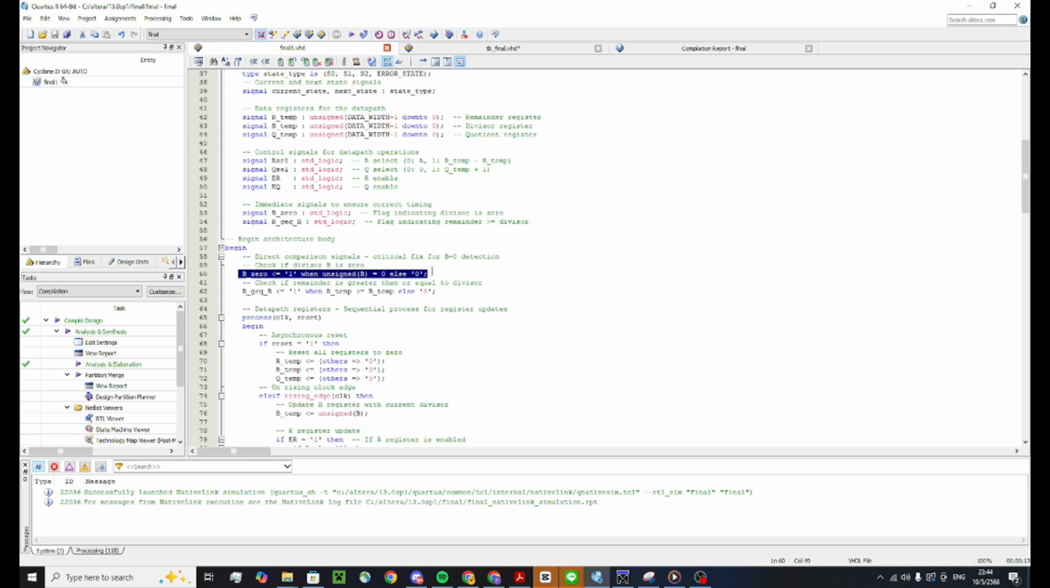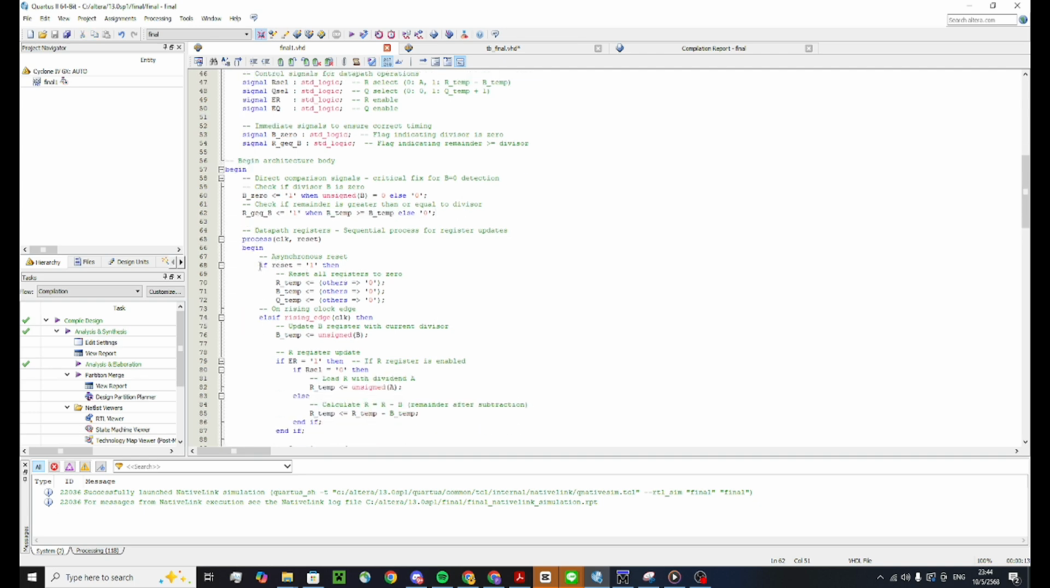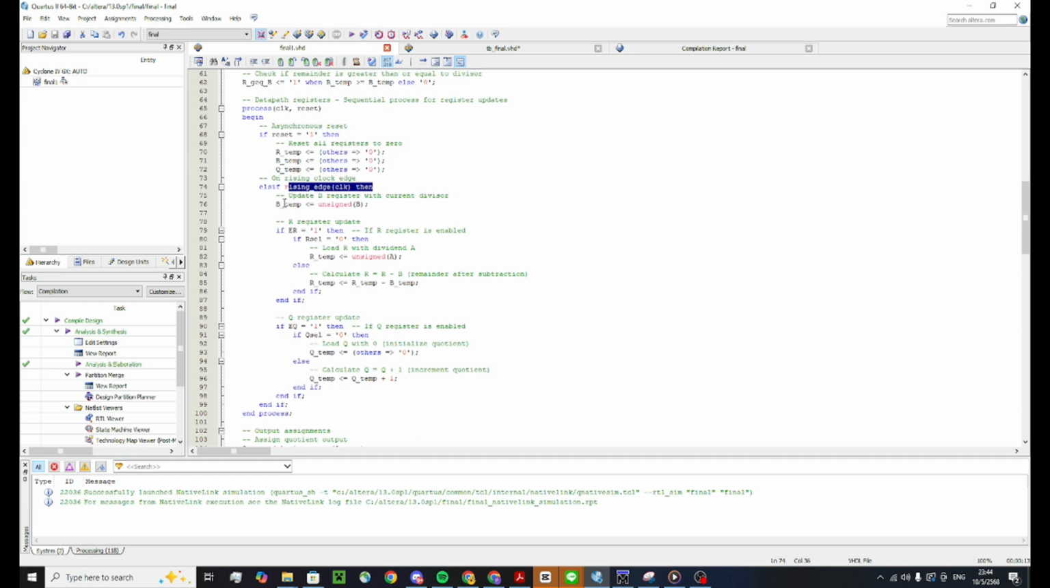Wait, let me find that. Okay, here with the condition of B less than 1, when B equals 0, that detects divide by 0. And another one we use to control the division loop in state 1 that I mentioned before. And for the reset process, on reset, all internal registers are cleared. And on the clock edge, btemp is updated from B. Rtemp and qtemp are conditionally updated if enabled, RE, RQ.